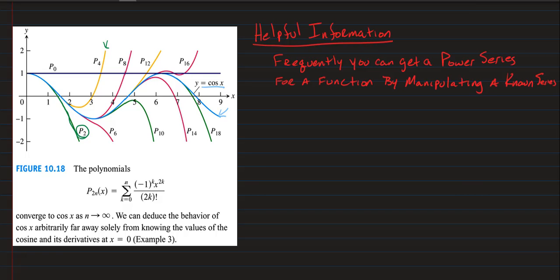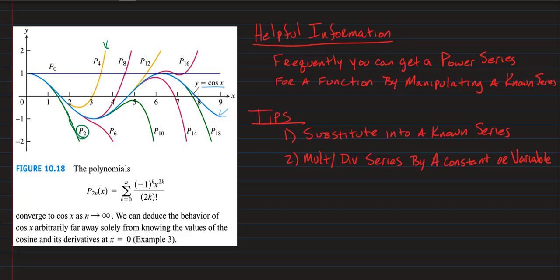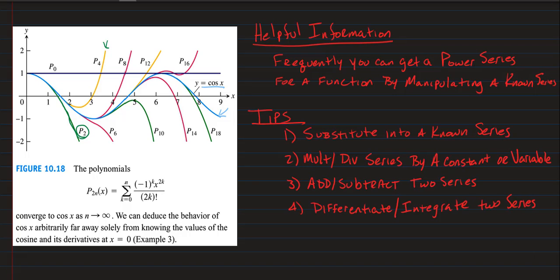And that's what we're going to focus on when we get into the next section. But I'm going to go ahead and give you the steps that we're going to use in section 10.9. The first thing you're going to do is substitute into a known series. You can also multiply or divide a series by a constant or a variable, and that will change your series. Another thing that you can do is add or subtract two series. You can also differentiate or integrate two series if you know what the series look like.